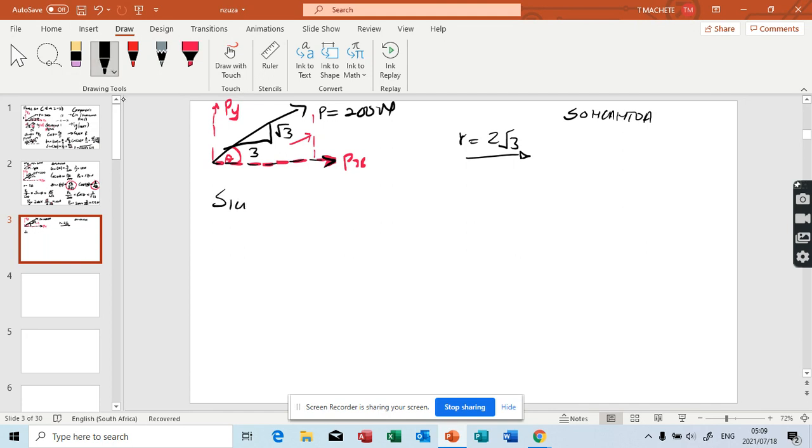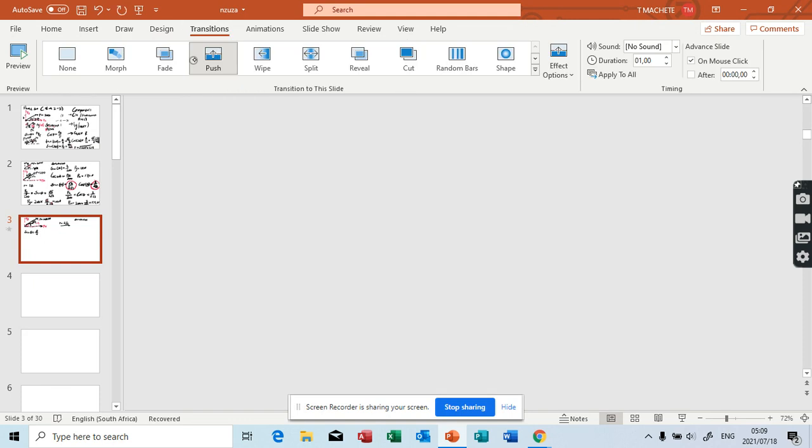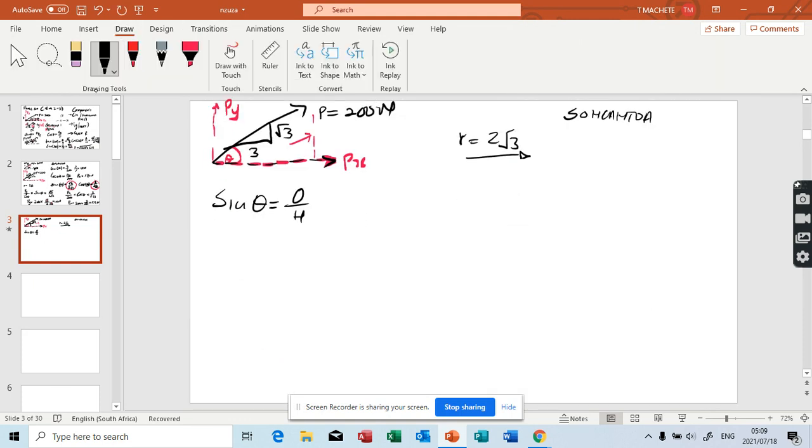So you're going to say sine theta equals, because you don't have the angle, that's why I'm writing theta there. Sine theta is equal to opposite over hypotenuse. This opposite over hypotenuse is for your minor right angle triangle. Your opposite is 3 root 3, then your hypotenuse is 2 root 3.